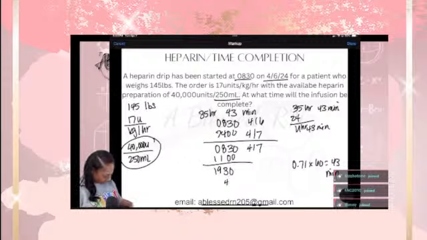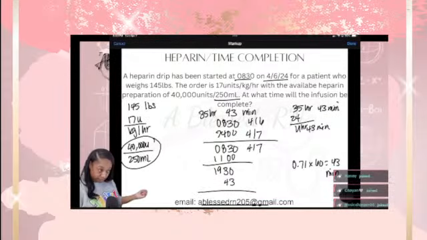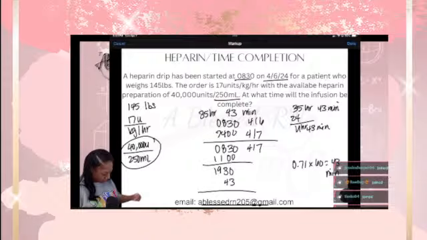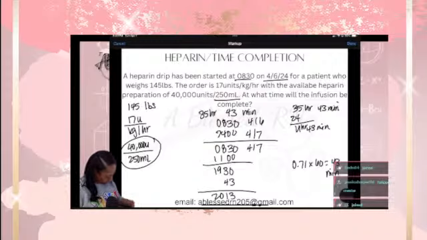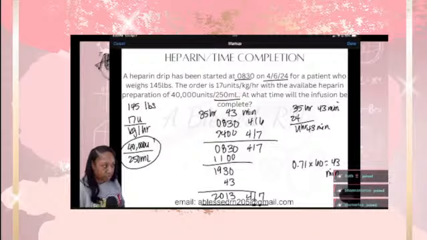So we'll add 43 minutes to that. So that's going to be 30 minutes plus 30 minutes is going to be a whole other hour. So then it'll be 13 on 4/7 that it would be completed.